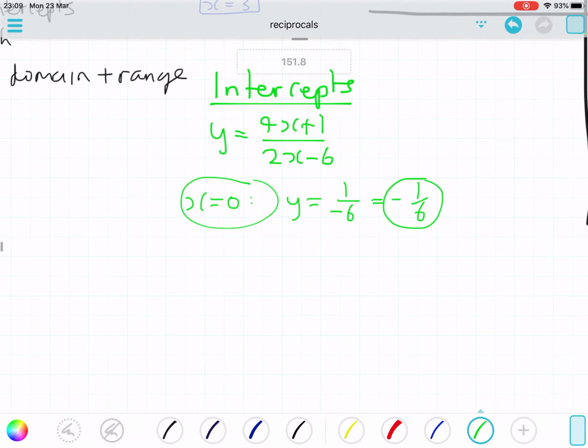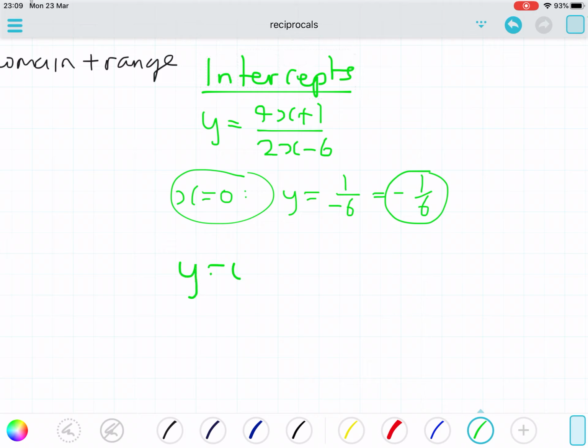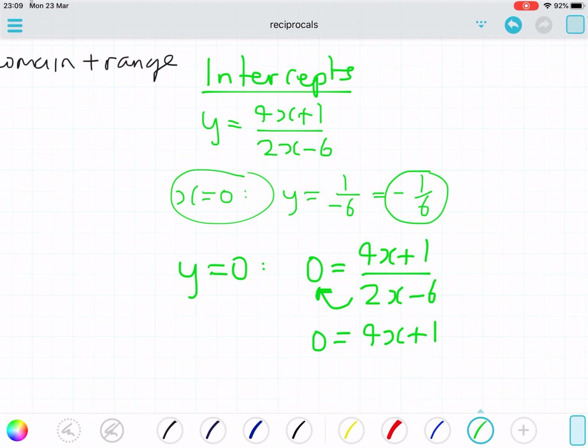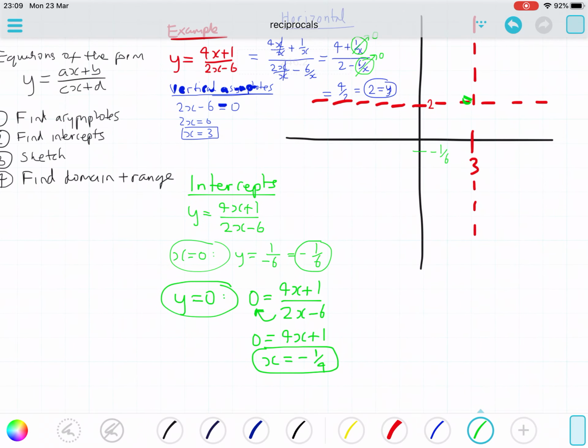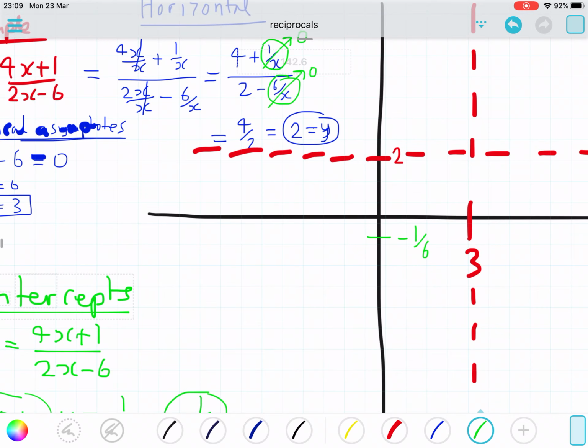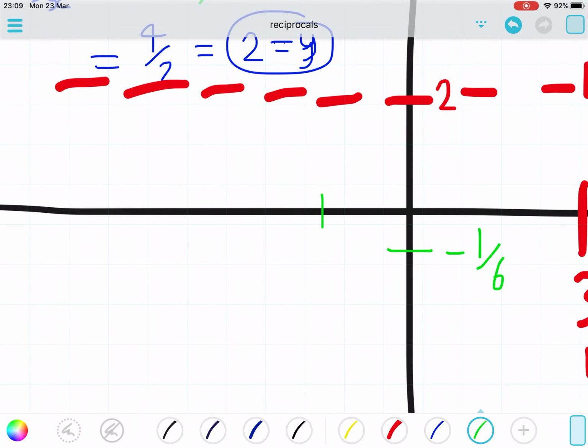Let's do it again. This time we'll make y equal to 0. So when y is 0, we'd have 0 equals 4x plus 1 over 2x minus 6. You can bring this whole lot up here and times it by that 0, and then you'd have 0 equals 4x plus 1, take the 1 to the other side, divide by 4, x is minus 1 over 4. So when y is 0, we know that x must be minus 1 over 4. So let's go find y is 0, x is minus a quarter, that's here.